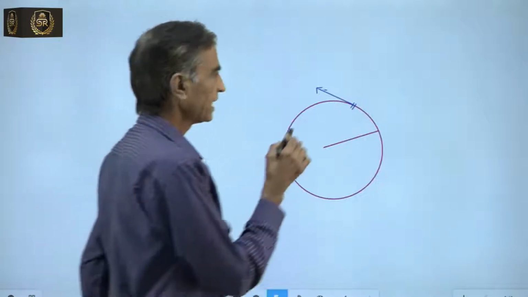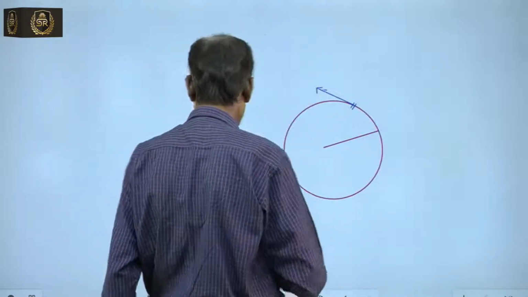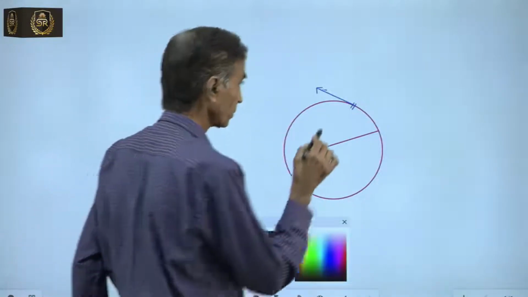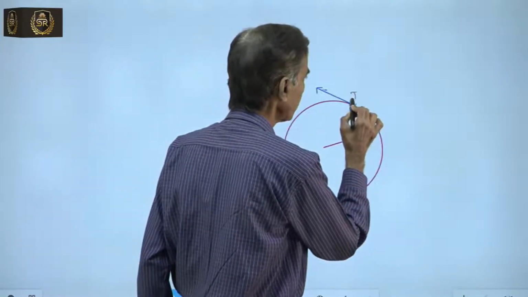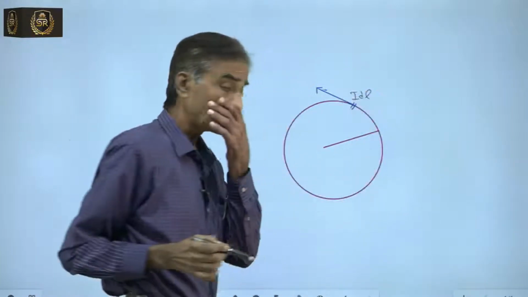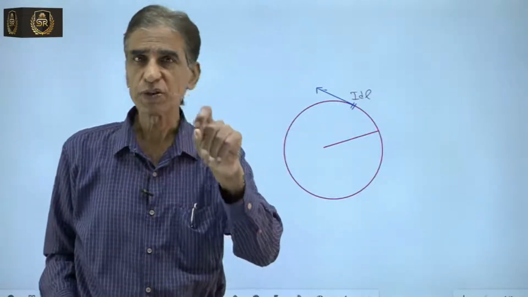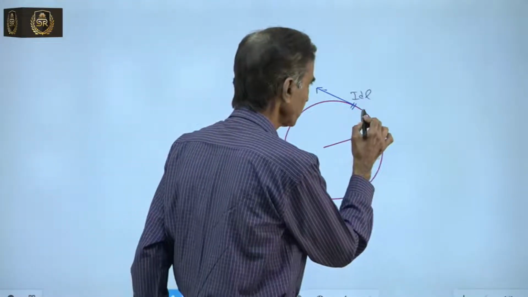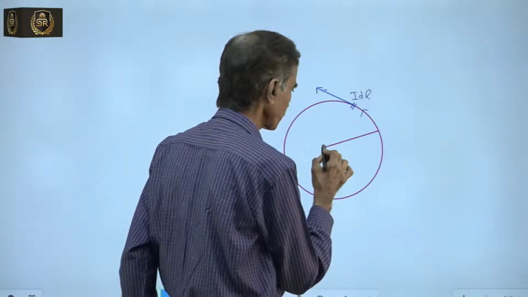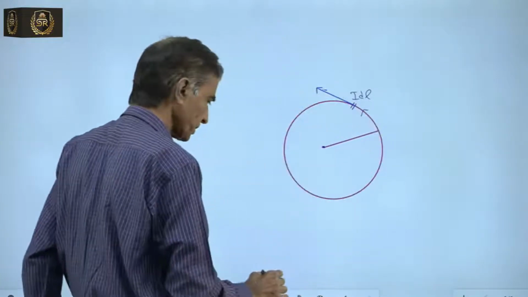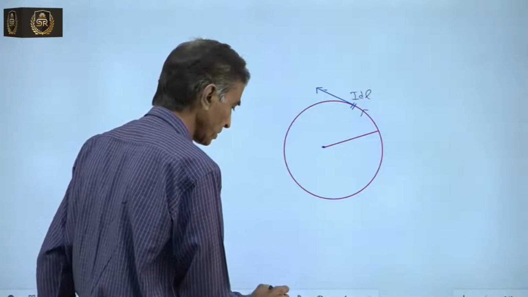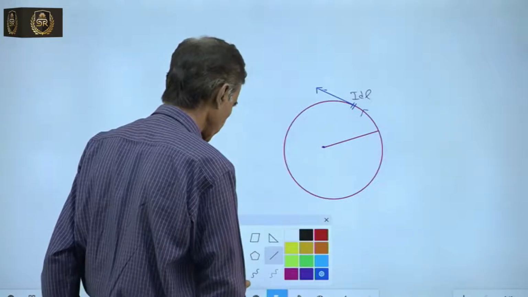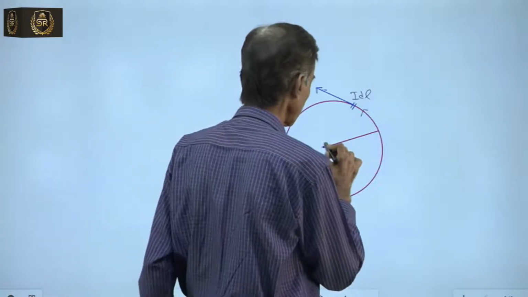That is the direction of IDL. So this is our IDL. Now, due to this IDL, where do you want to find the field? At the center of the loop. So we have to join that center to the element.